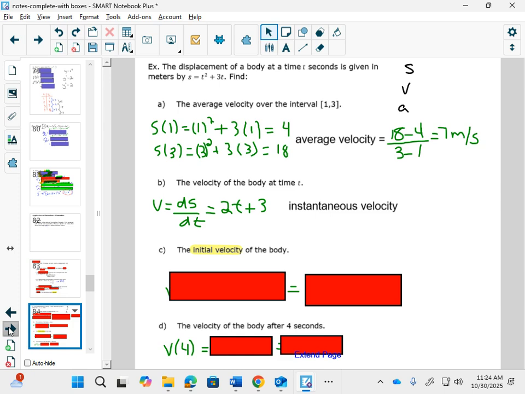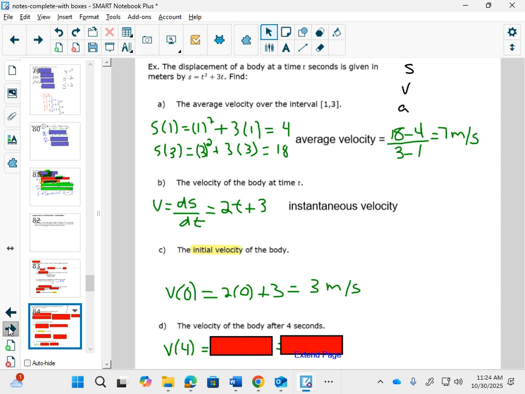Do you ever have the word initial in physics? What does it mean? The starting point. What do you know at the starting point? 0 for t. So we just plug in t is 0. The initial velocity is 3 meters per second.